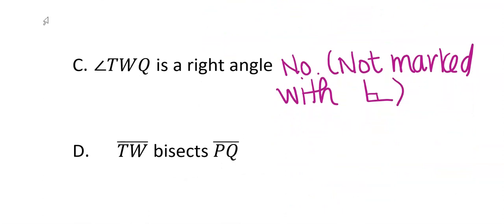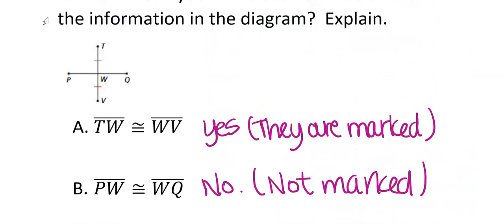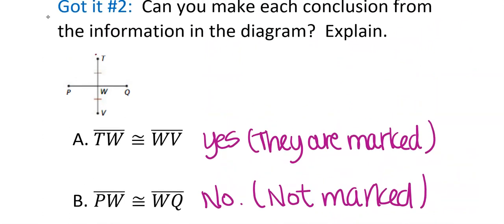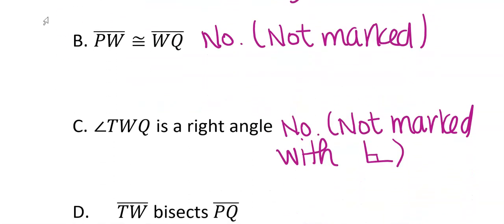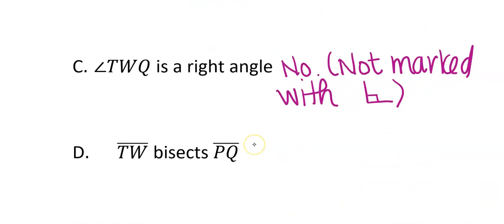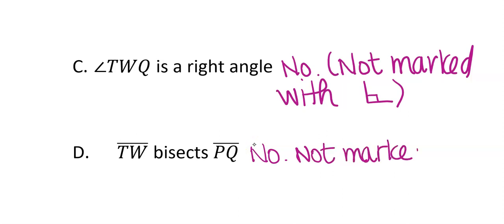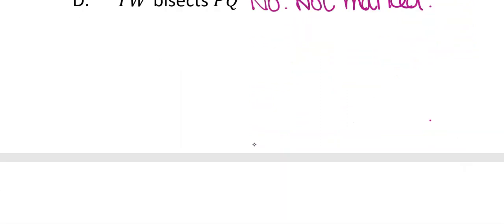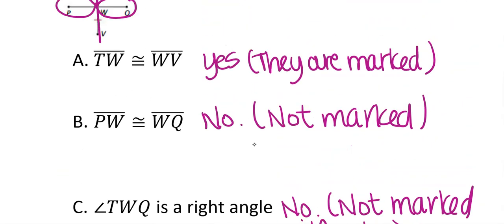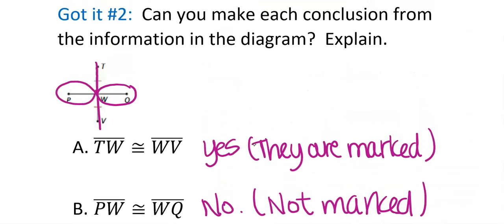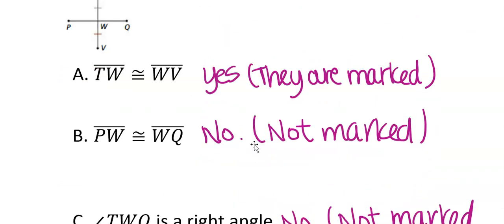Does TW bisect PQ? So TW, this one, does it make these two parts the same? And I'm going to say nope, they're not marked. Okay, so just make sure that when you're looking at anything, it basically needs to be marked.